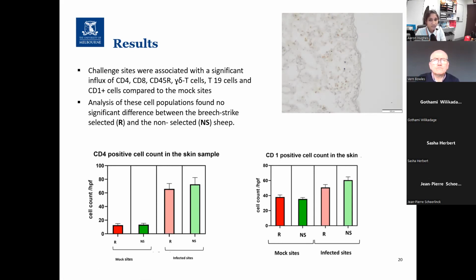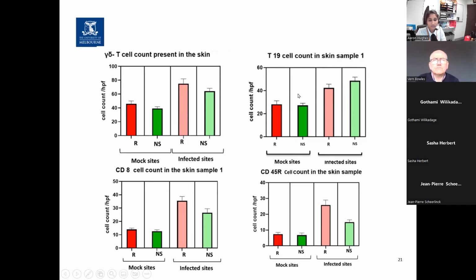However, the analysis of these cell counts between resistant and unselected sheep showed that there is no statistically significant difference. In this graph, you can see that between resistant and unselected sheep there's no significant difference, but you can see a difference between the control and the infected sites. Similar observations can be found in the other cell counts as well.